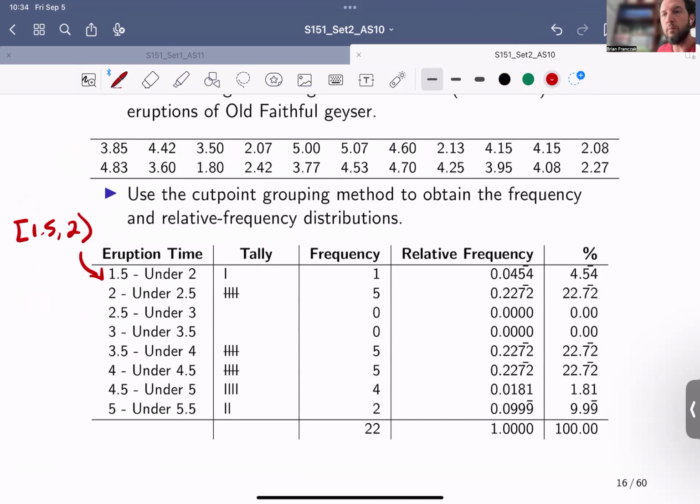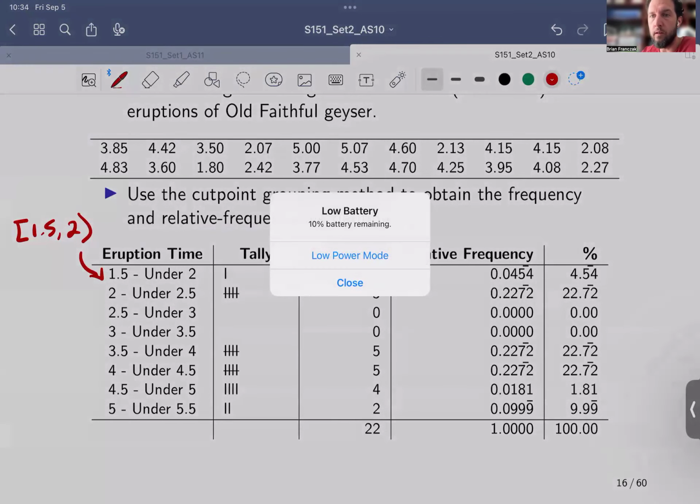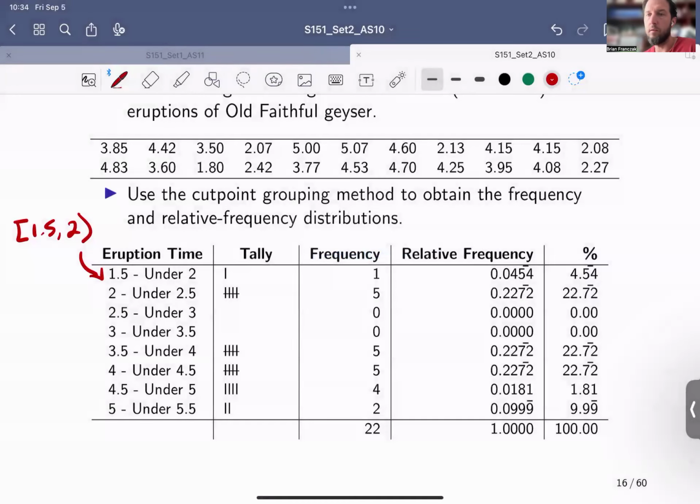Here the square bracket means include the lower limit, and the round bracket here would mean up to but not including. So the cut point is actually cutting off at that upper limit. So if there is a value of 1.5, it would go into this bin. But a value of 2 would have to go into the next bin. So we're trying to accommodate for the decimal places of accuracy with these cut points.